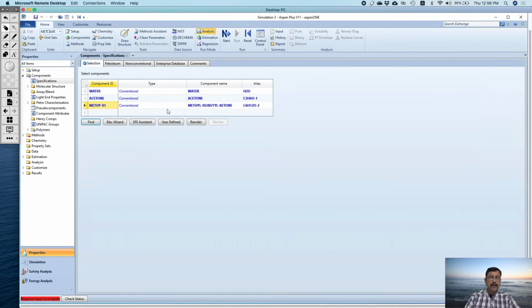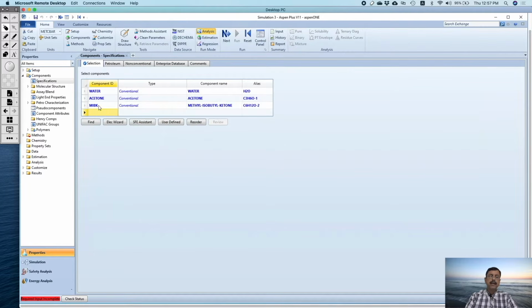Anyway, you have inserted methyl isobutyl ketone over here, and this component ID has been automatically chosen by Aspen, but you can rename it as per your choice. For instance, you may say that you want to call it methyl isobutyl ketone, and then it will be renamed.